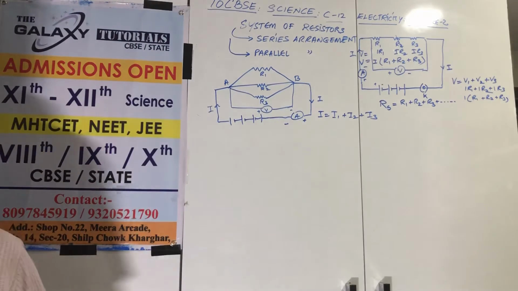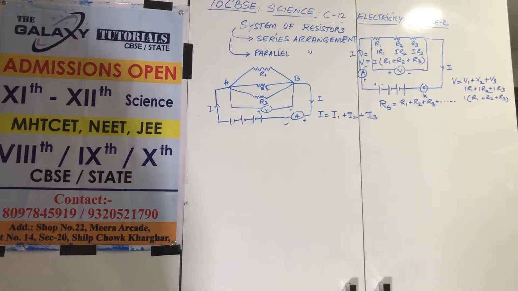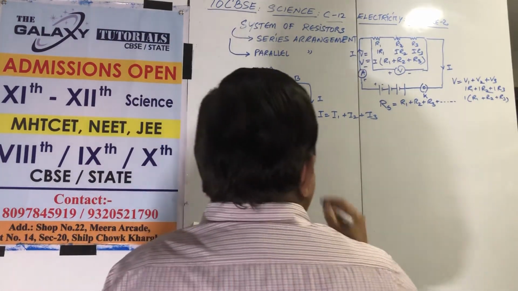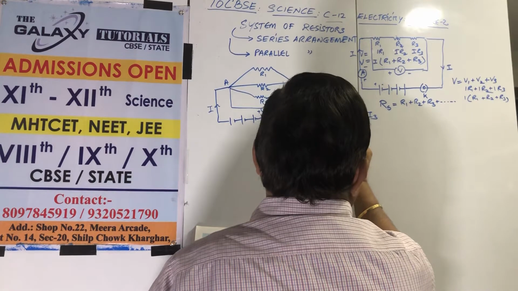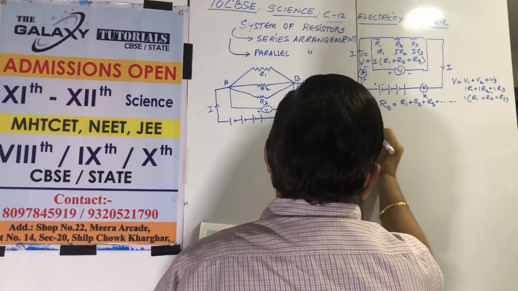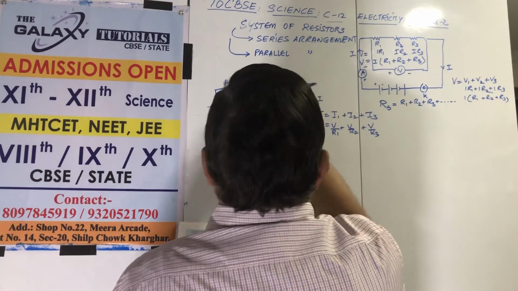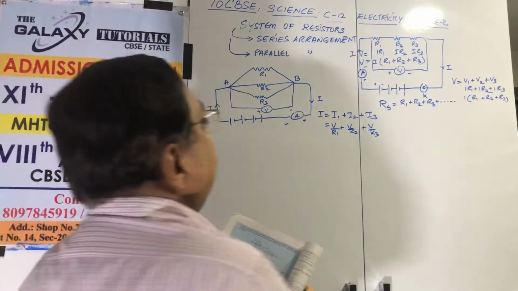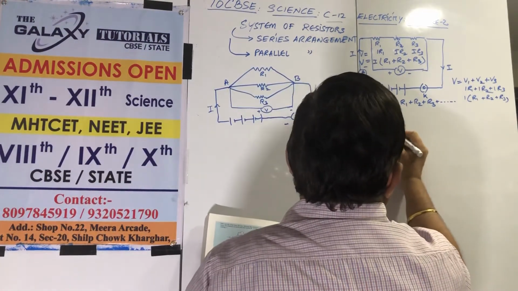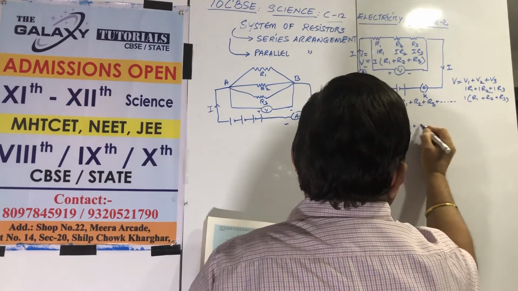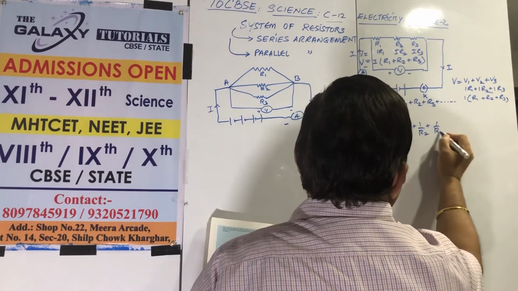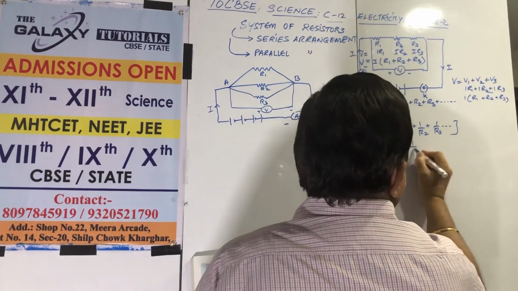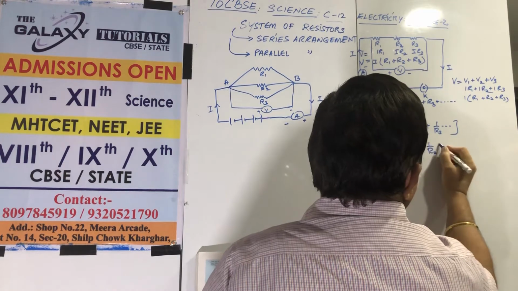And total current is the sum of the 3 currents, 3 channels. Now, V is equal to IR, so I is equal to V upon R. So this is V upon R1, V upon R2, V upon R3. V is not divided because the total voltage across all is the same, at points A and B. When I remove the common factor, I will have 1 upon R1, 1 upon R2, 1 upon R3. So, resistance in parallel is 1 upon R1, 1 upon R2, 1 upon R3.